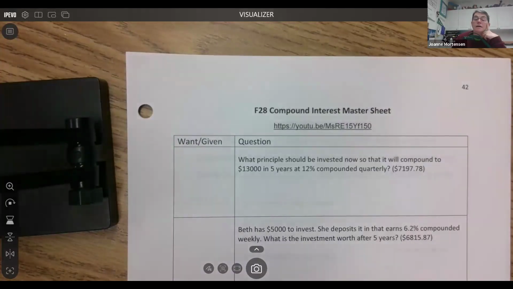Hi. I want to show you something really cool. At least I think it's pretty cool. What I've created is F28, the Compound Master sheet for compound interest. It just looks like a bunch of math questions, Joanne. I know, but there's basically one of every type on here.